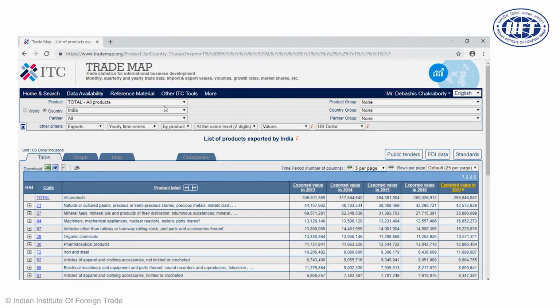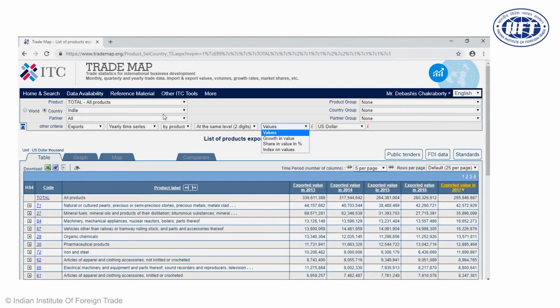We can get the data by product, by country, and by service. You can go at HS 2, 4, 6 digit level classification. You can also go for tariff line. You can go for the value. You can go for share in percentage. You can go for US dollar or any other currency. Anything that you are interested in drawing the data, you can use these tools accordingly. Let's do the market identification for one. So in this example, India we have selected.